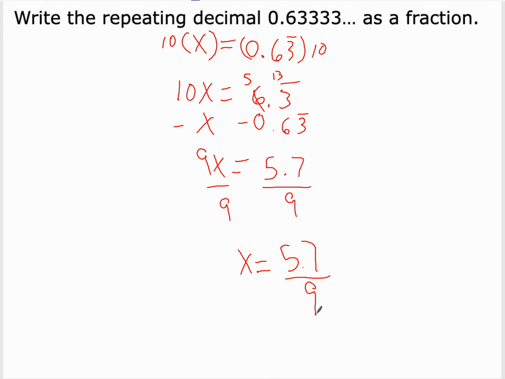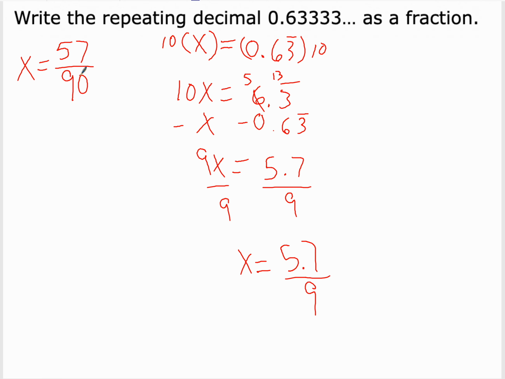Hold on, I've got to look at the notes. I didn't write this down, my bad. It's okay. If I don't want that decimal there, what can I do? I need to change the place values, so multiply both of these by 10. So 5.7 becomes 57 over 90, so x equals 57 over 90.